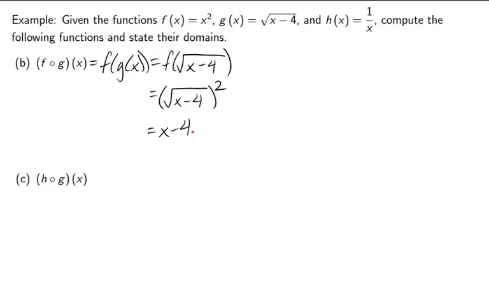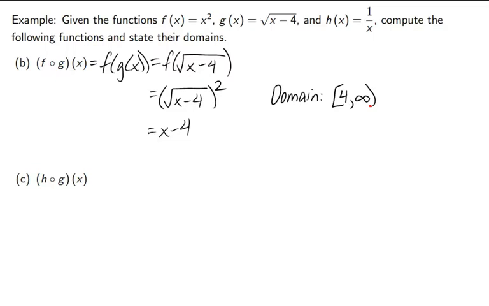Now that seems to be defined everywhere, but I need to be a little bit more careful. Technically, it's the absolute value of x minus 4. And even more technically, g of x was not defined when x was less than 4. Consequently, I actually don't need the absolute value. The x minus 4 is only defined when x is greater than or equal to 4, which means it's going to be the same value without the absolute value. So this is defined from 4 to infinity because those are the values where g of x was defined.